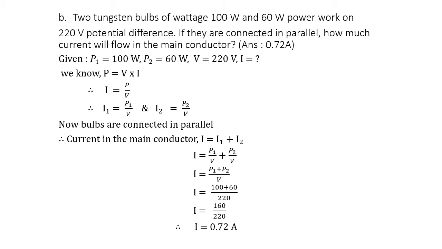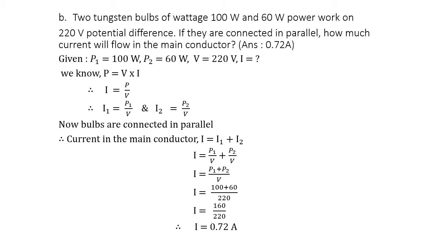Again you can see it is multiplied here, so when it comes across, it divides. Now here you have two bulbs. Therefore different currents will flow through the two different bulbs, and therefore you will have I1 and I2. So I1 is equal to P1 upon V, and I2 is equal to P2 upon V. Now you can see I wrote I1 and P1, but I wrote V, not V1 and V2.